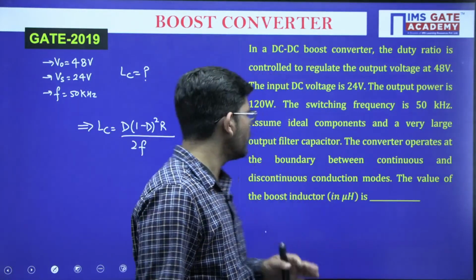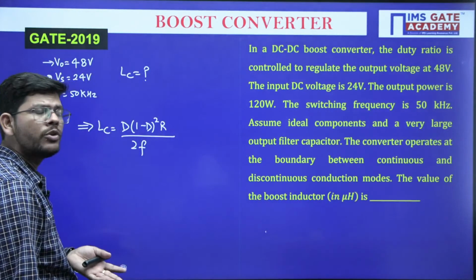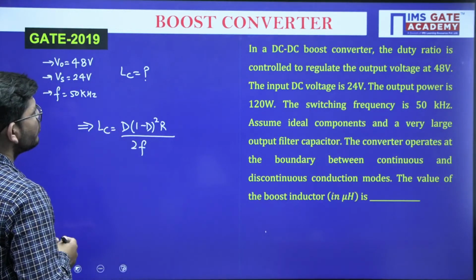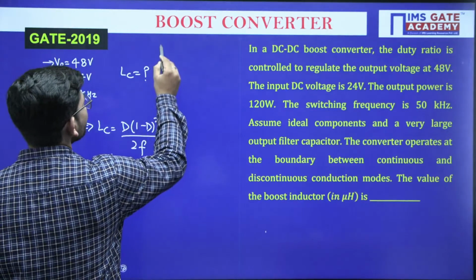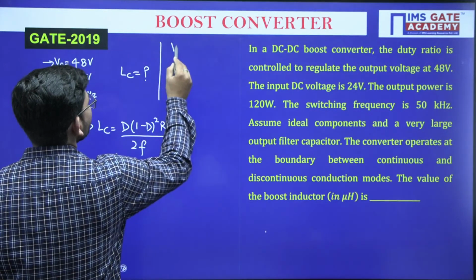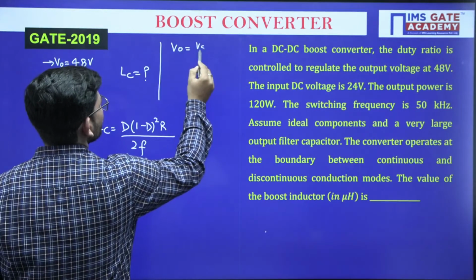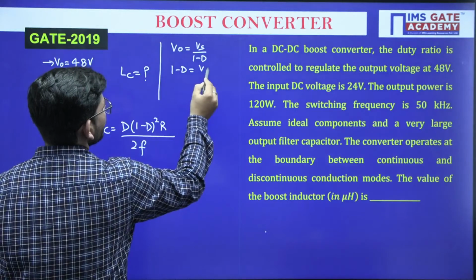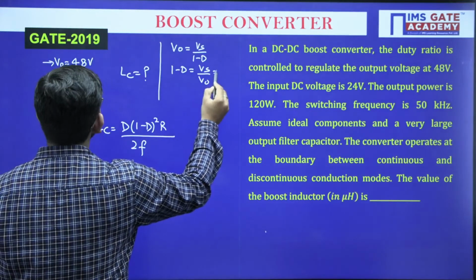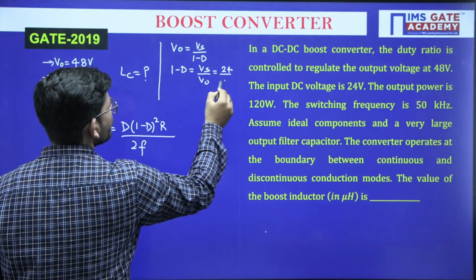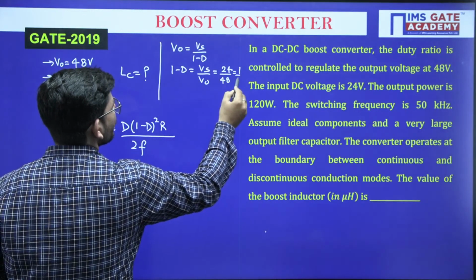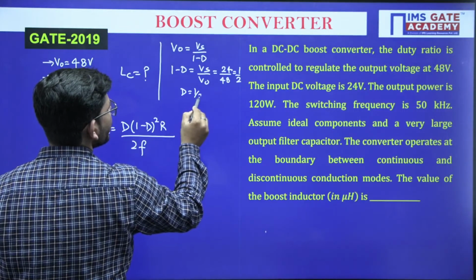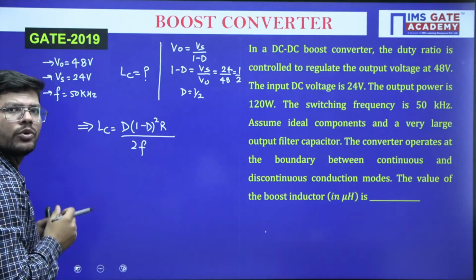Now do we know the value of R here? No, we don't know the value of R, and rest all the data are given. We don't even know the value of D. So what needs to be done? We know that V naught equals Vs upon 1 minus D. So 1 minus D will be Vs upon V naught. Vs is 24 and V naught is 48, so we get 1 by 2. So 1 minus D is 1 by 2, and D will be 1 by 2. So we have obtained the value of the duty ratio.